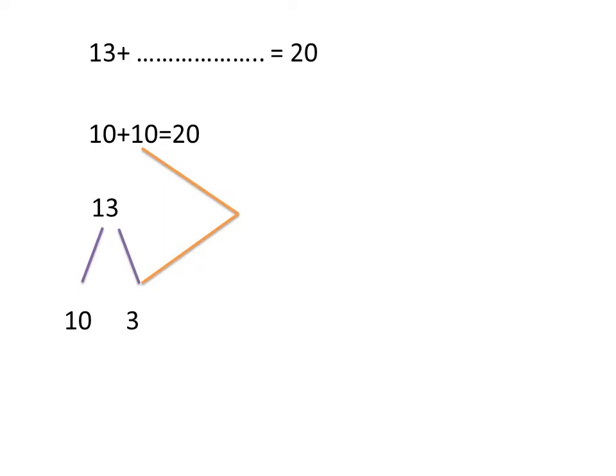So you all can take 10 fingers and cut 3 and see how much is remaining. Yes, very good. 7 remaining. So now we got our answer as 13 plus 7 is equal to 20. So our answer is 13 plus 7 equals 20.